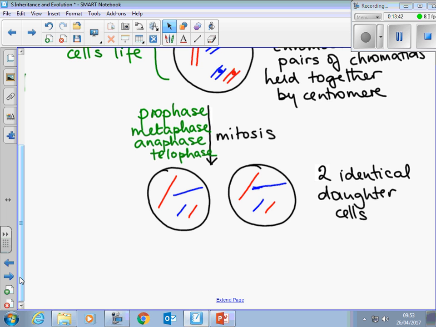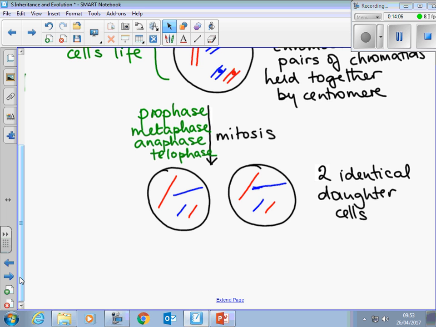So if you follow through the words, you'll see the top 2 there, early prophase, late prophase. So that's the first part of this. In the middle, it's metaphase. And at the bottom, you've got anaphase and telophase. Okay, so let's have a look at prophase.